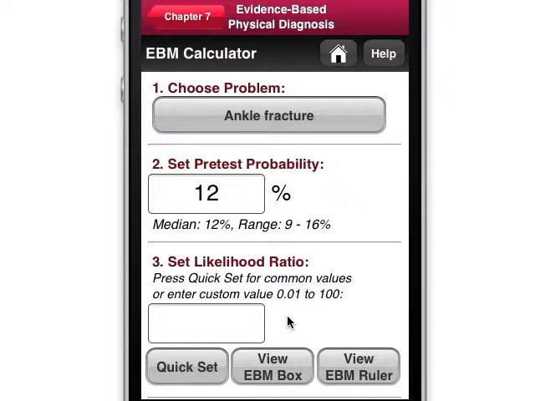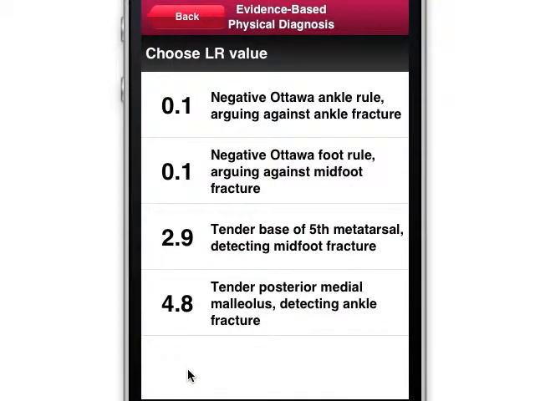And now we're going to decide, well, what are the different tests that you might do to help you know whether there is a fracture. Let's say you're doing your Ottawa ankle rules, you notice that they are tender at the posterior medial malleolus, and you want to know what is the likelihood that you're actually detecting an ankle fracture with this tenderness? So you click on this button here.